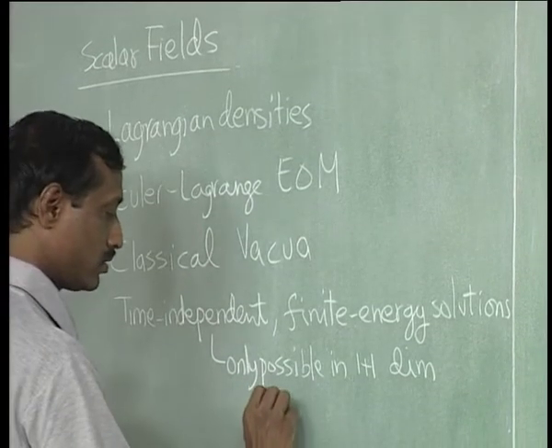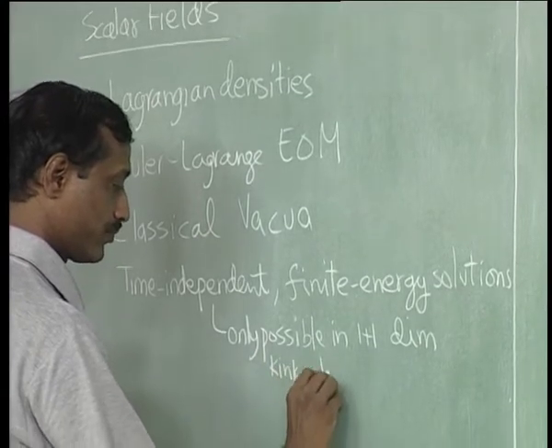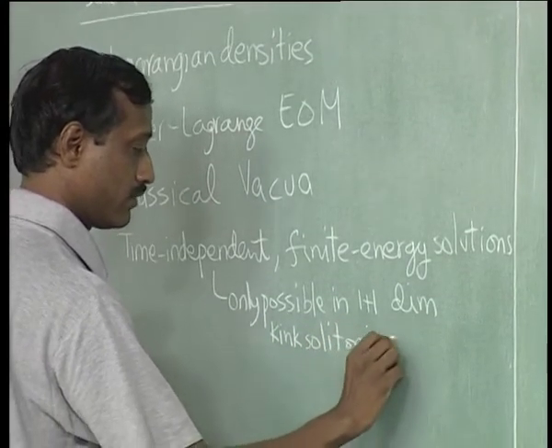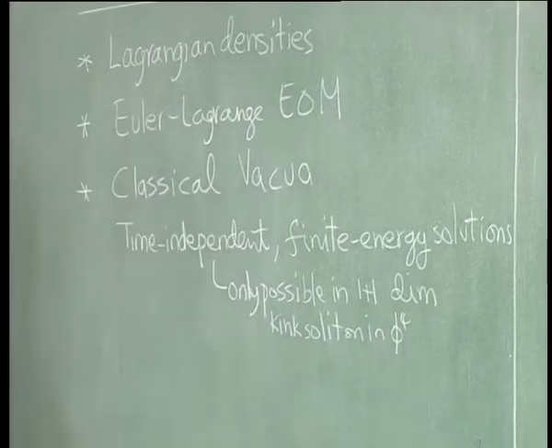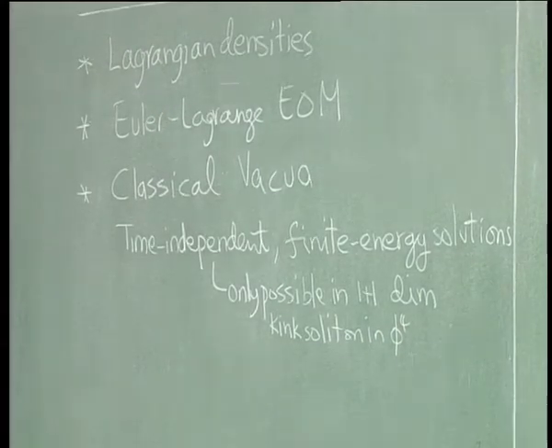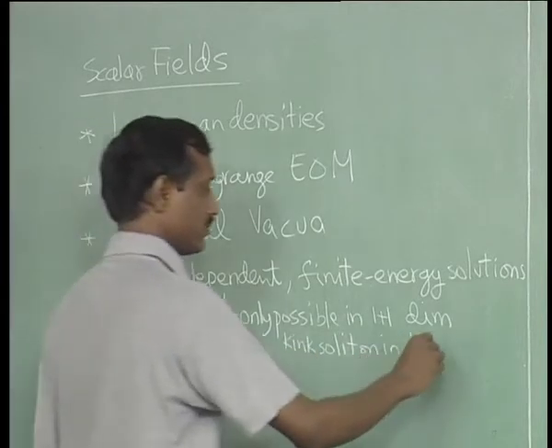And we saw a nice example of it. We saw the kink soliton or the kink solution in phi-4 theory. Okay. We saw that, and this was called Derrick's theorem or whatever, right.